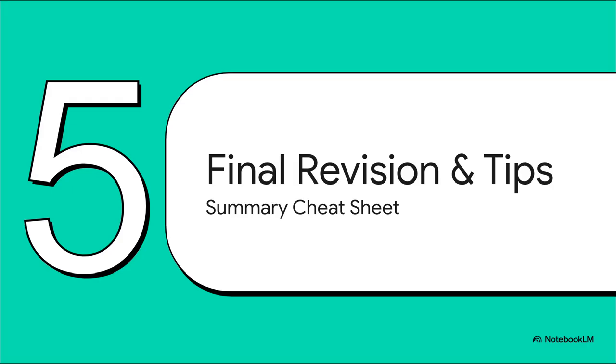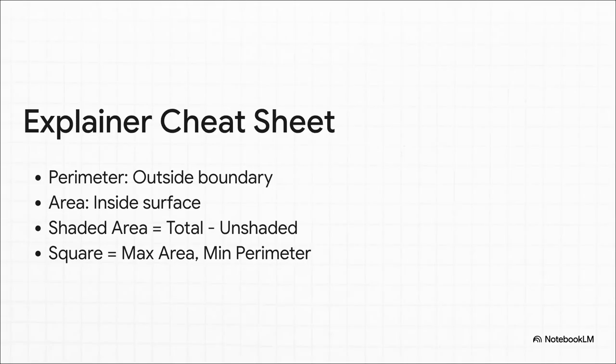Section 5. Final revision and tips. You made it to the final segment. Let's rapidly recap this entire journey so you are completely empowered to tackle these topics. All right, here's your ultimate explainer cheat sheet. Perimeter, strictly the outside distance boundary. Area, the inside surface quantity in square units. For those shaded region boss battles, always remember, total area minus the unshaded area. And finally, the square rule. Squares give you the maximum area for a perimeter and the minimum perimeter for a set area.